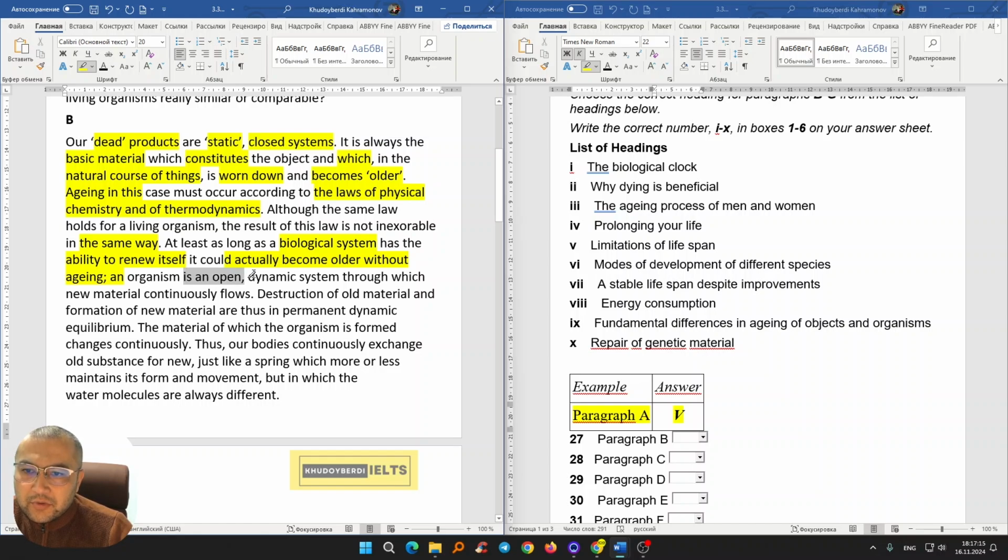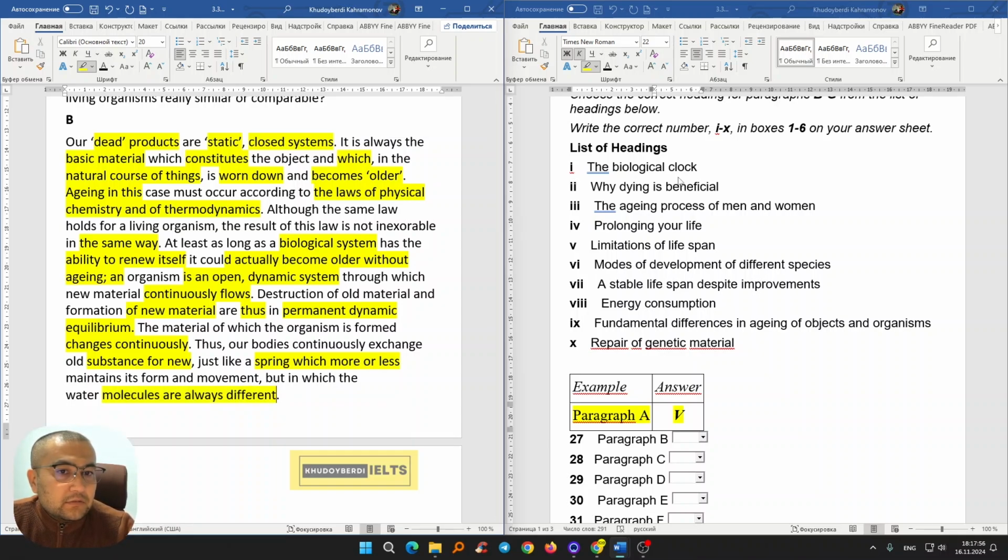An organism is an open, dynamic system through which new material continuously flows. Destruction of old material and formation of new material are thus in permanent dynamic equilibrium. The material of which the organism is formed changes continuously. Thus, our bodies continuously exchange old substance for new, just like a spring which more or less maintains its form and movement, but in which the water molecules are always different.